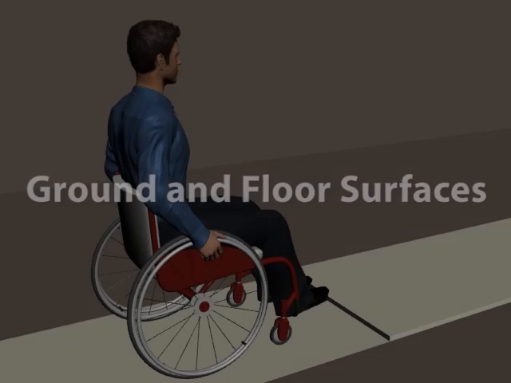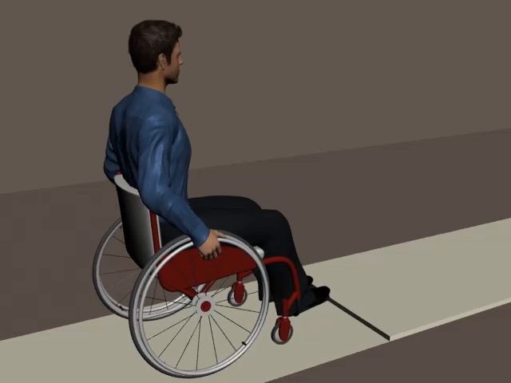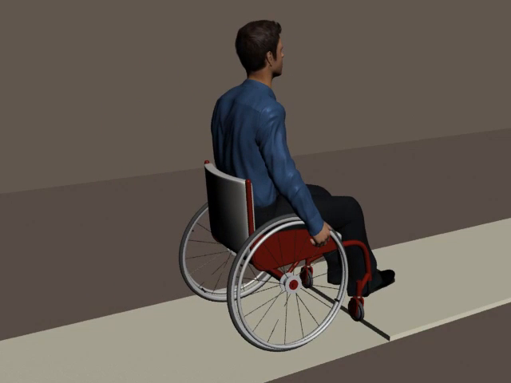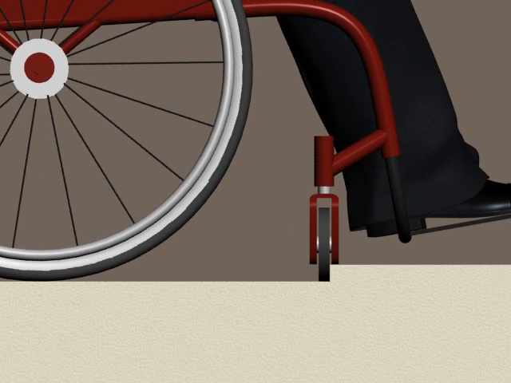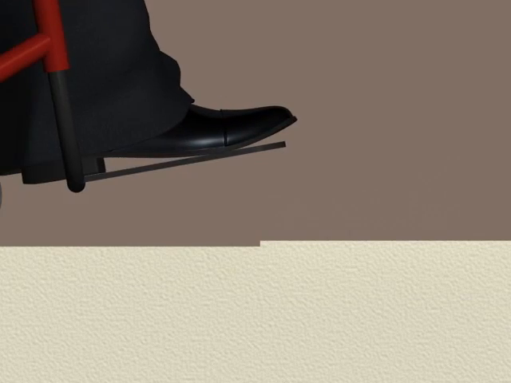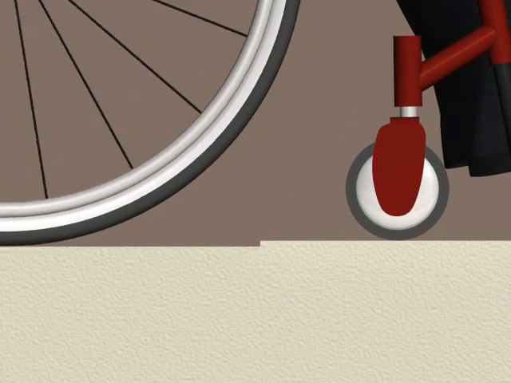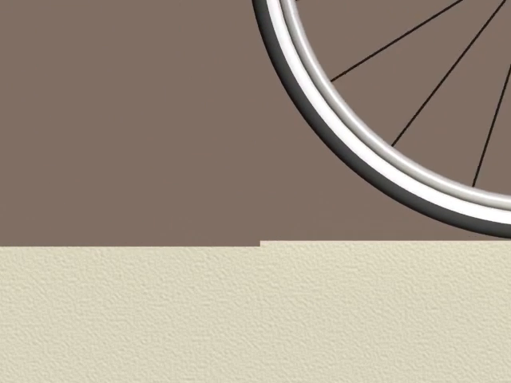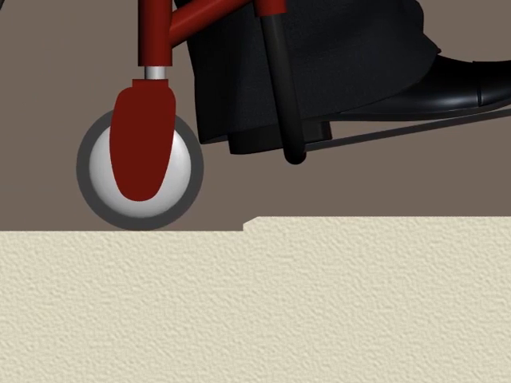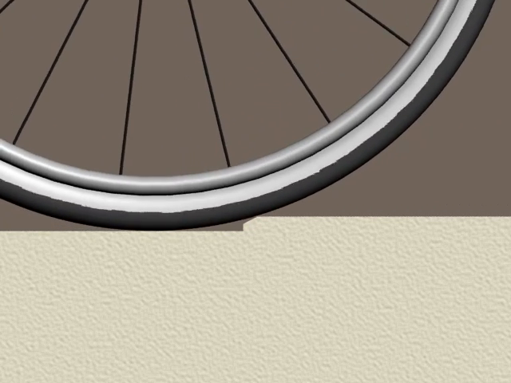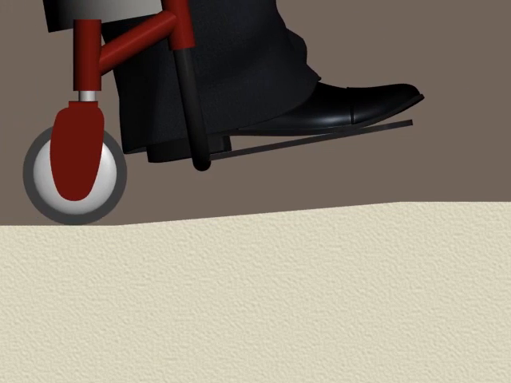The standards also address ground and floor surfaces. The surfaces must be firm, stable, and slip resistant, and changes in level must be properly treated. Abrupt level changes can be difficult to negotiate and can catch front casters unless properly edged or sloped. Changes in level up to 1/4 inch are permitted without treatment. Level changes up to 1/2 inch must be beveled with a slope no steeper than 1 to 2. Changes in level higher than half an inch must be ramped.